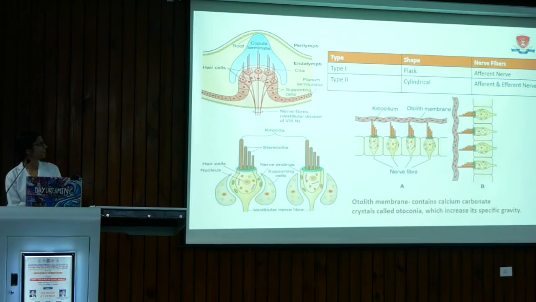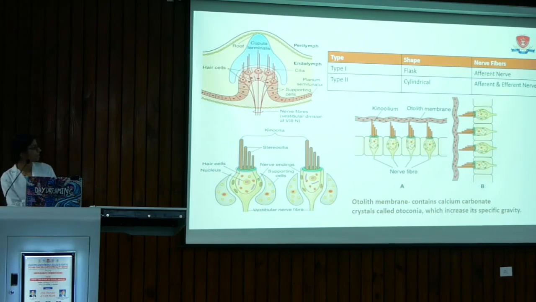The hair cells in the utricle are placed in a horizontal orientation, whereas the hair cells in the saccule are oriented in a vertical direction. The hair cells of the semicircular canals are present in the crista ampullaris. Hair cells are of two types, type 1 and type 2. Type 1 hair cells are flask-shaped and make synaptic contacts with afferent nerve fibers only, whereas type 2 hair cells are cylindrical in shape and make synaptic contacts with both afferent and efferent nerve fibers.